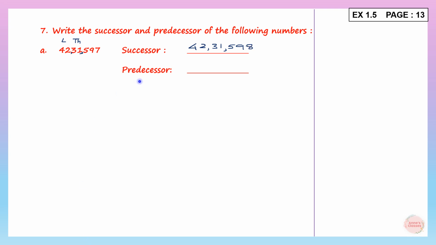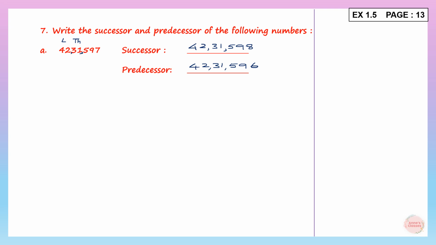Then predecessor means one number less than this. So minus 1. What comes before 7? 6, isn't it? So we can write everything else and here we can write 6. So that will be 42 lakh 31,596. So we've got the predecessor.